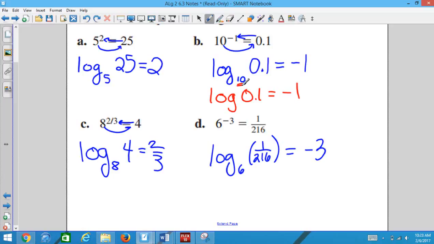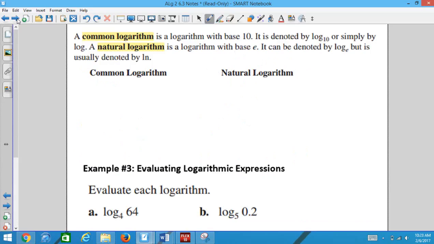So that's what the next little section is on your paper, common logarithm. If I have log base 10 of x, that is the same thing as writing log of x. You just don't write base 10.